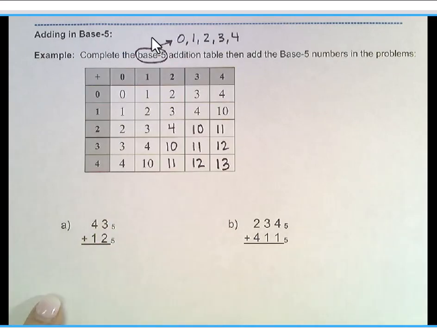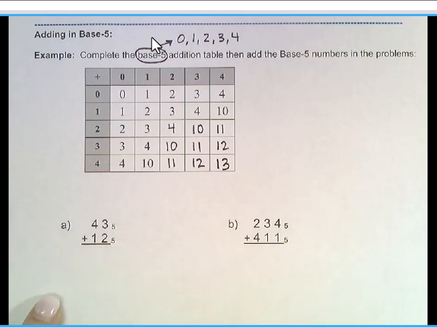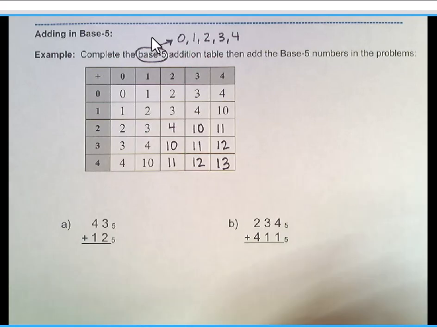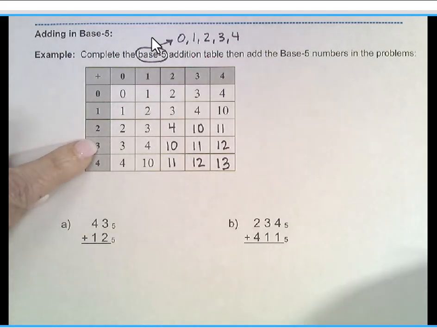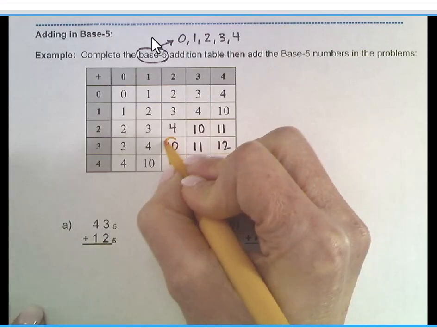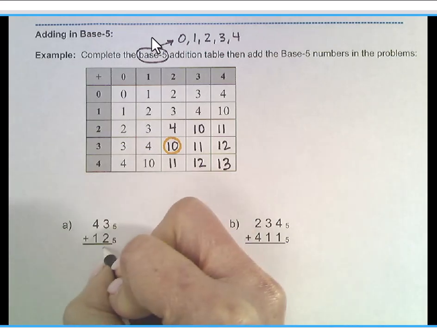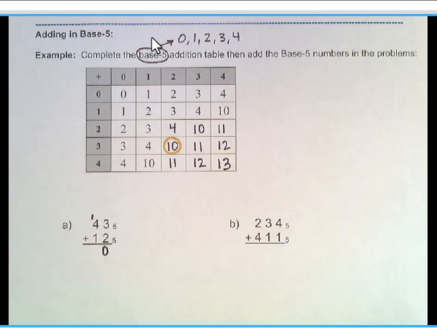So we can add, right? We're going to add just like we always do. We have 4, 3 base 5. We're going to add it to 1, 2 base 5. You got to keep those 5s on there. So when we add 3 plus 2, just go over your table. 3 plus 2, that's going to be this number, right? It looks like a 10. It's not a 10, it's a 1, 0. So you write down the 0 and you carry the 1, just like we always have.